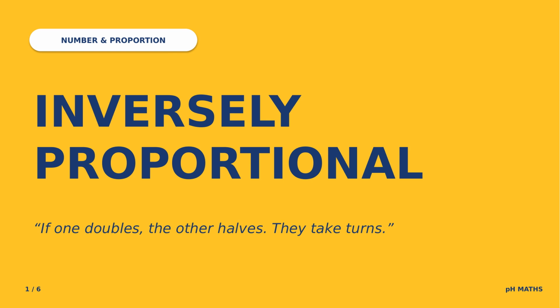Today's explainer is inversely proportional, the relationship where one doubles and the other halves. They take turns. By the end of this video, you'll know what makes a relationship truly inverse, how to find k with multiplication instead of division, and why the graph is a curve called a hyperbola.